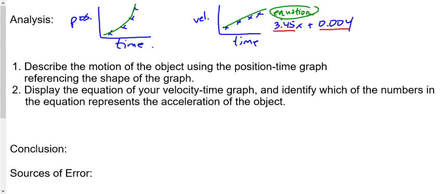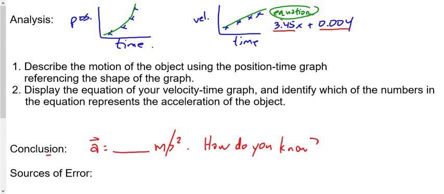Your conclusion? Well, your problem, remember, was essentially to find the acceleration of this cart as it rolled down the incline. So the conclusion is: the acceleration of the cart as it rolls down the incline is blank. What is the acceleration? Write down what the number is. And then how do you know? Then you've got to get this, because this pretty much tells you. How do you know? Well, it's because of whatever number on that graph gave you the acceleration. And then, of course, your sources of error.